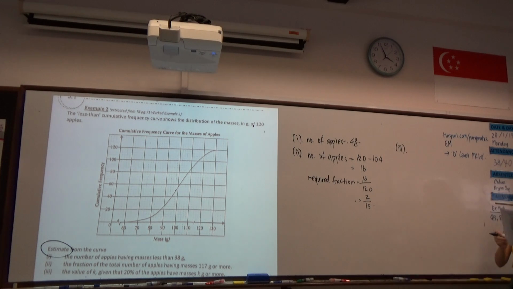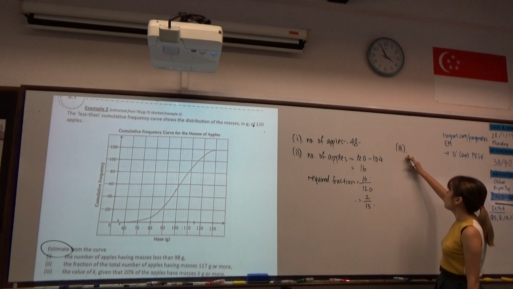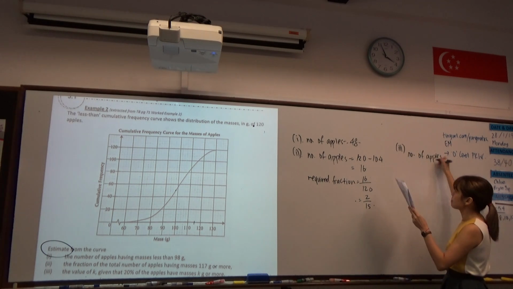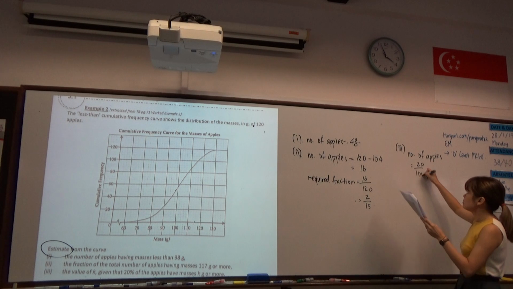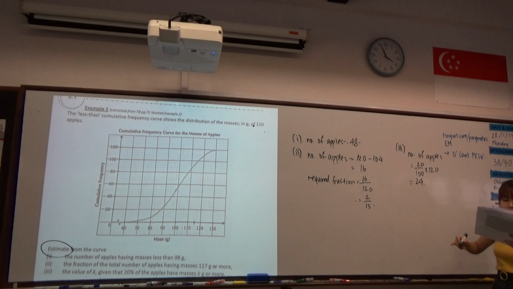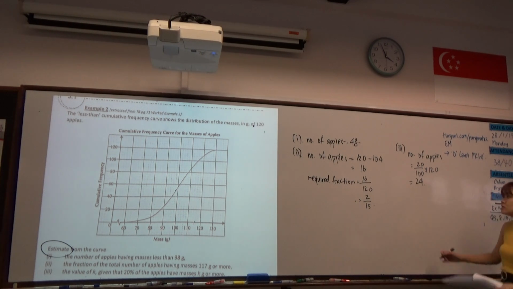And then lastly, part 3, we want to find the value of K given that 20% of the apples have masses K grams or more. So we will need to first find out how many apples that is. So 20% out of 120, that will be 24 apples. Okay, so 24 apples have masses K grams or more.